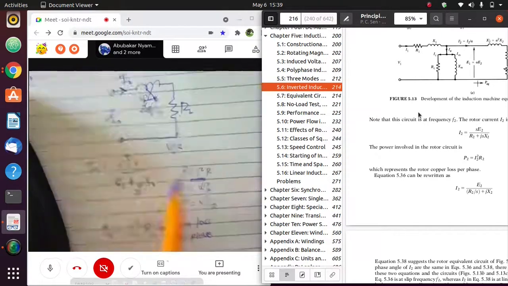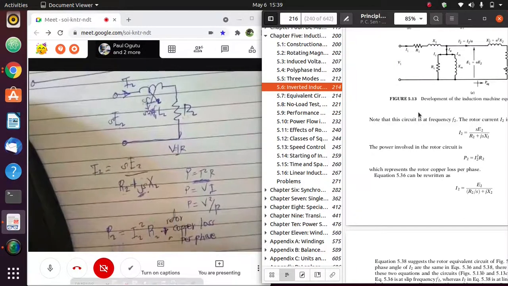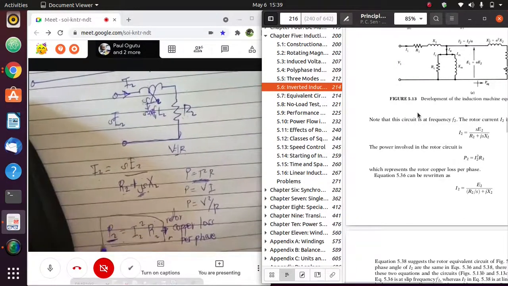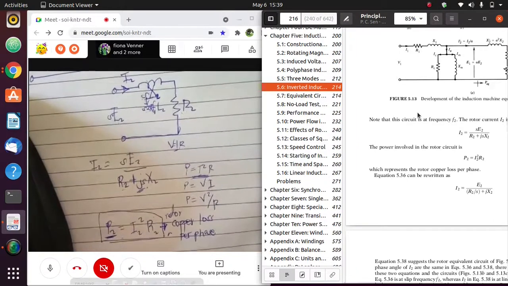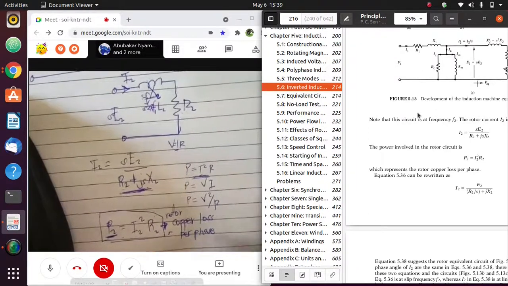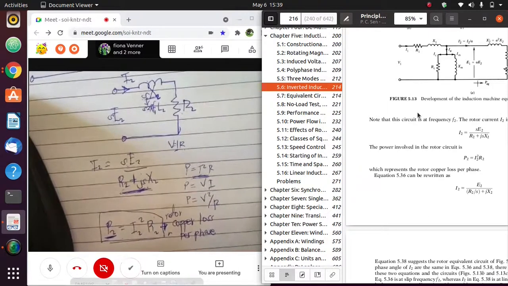Now look at this equation. This is the power. This equation is very important. So write it down somewhere, that one separately. That is a very important equation. Now this equation of current can be rewritten as I2 is equal to E2 over, if we divide by the slip every part, so it will be R2 over S plus jX2.